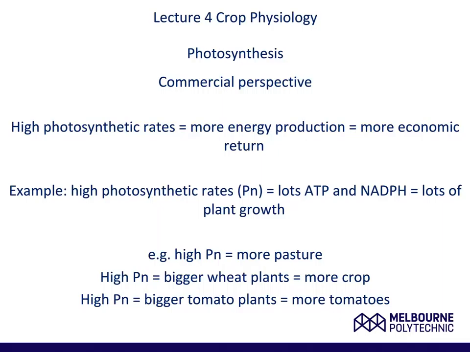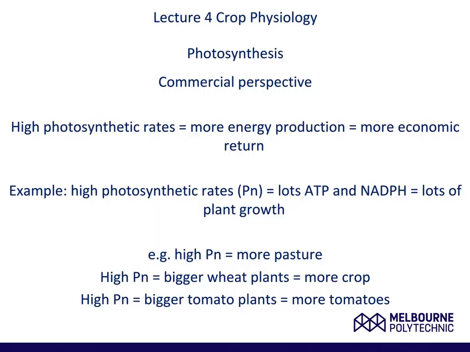In a simple example, high photosynthetic rates, which can be abbreviated to PN, or sometimes you just see this as a capital A, short for assimilation rate, will equal lots of adenosine triphosphate, ATP, and NADPH, which equals simply lots of plant growth. Although you are beginning to understand there are many components to that process, the concepts are simple and can be easily followed.